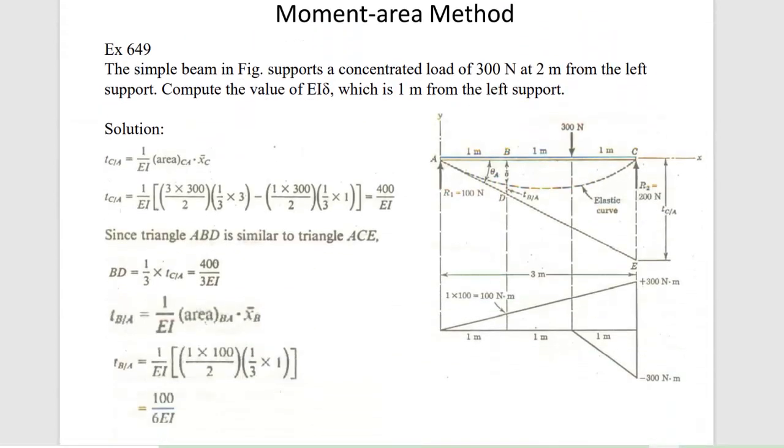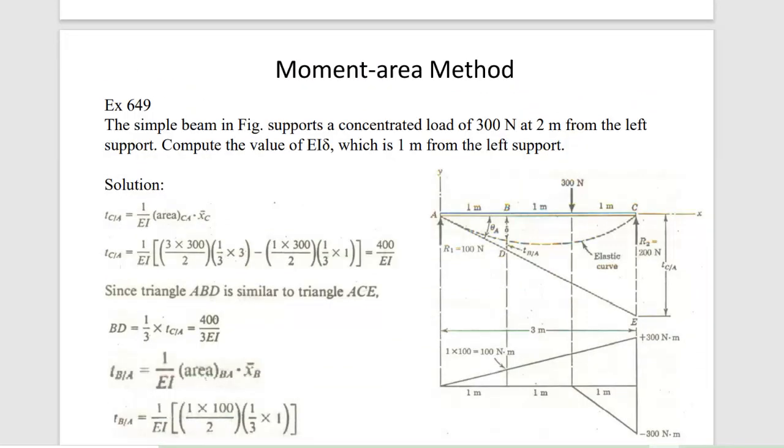So now look into a problem. The problem is like this. You have a simply supported beam. There is a concentrated load of 300 Newton at 2 meter distance. Since it is simply supported, there will be one reaction and there will be another reaction. So this is 2 meter, 1 meter, 1 meter, 2 meter, and the total is 3 meter.